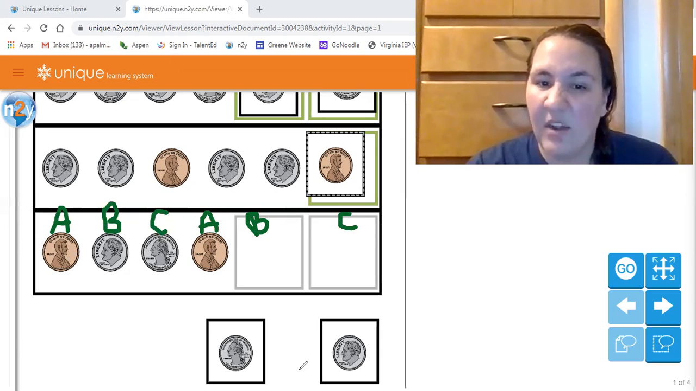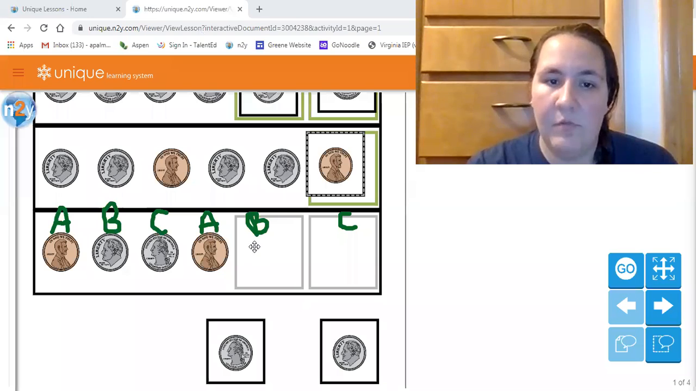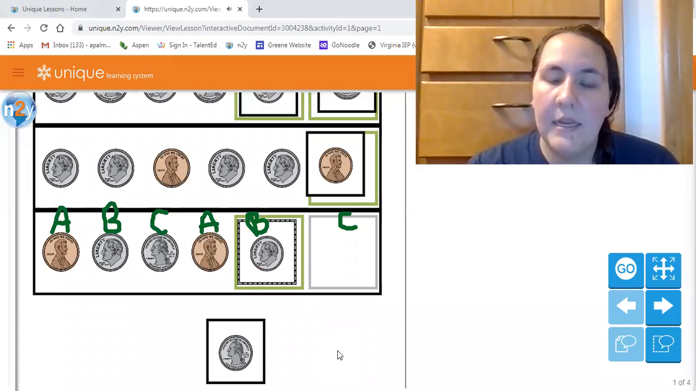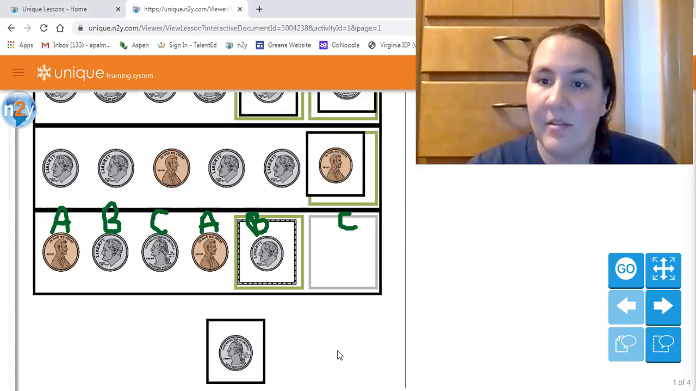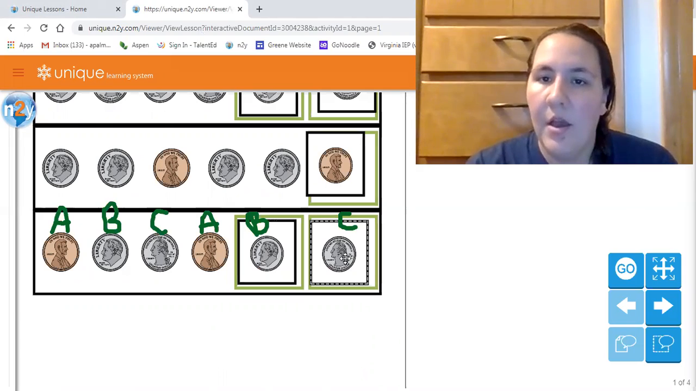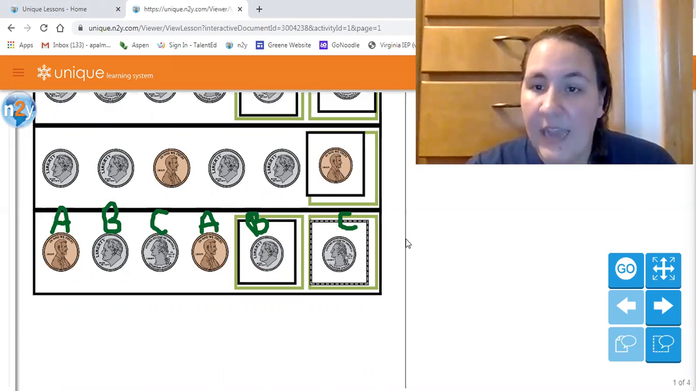Penny, what comes next? With your finger, can you touch the coin down here that you think comes next? Very good. A dime comes next. Beautiful job. Penny, dime, quarter. Penny, dime, what comes next? Beautiful job, the quarter. All right, I think you guys are starting to get it.